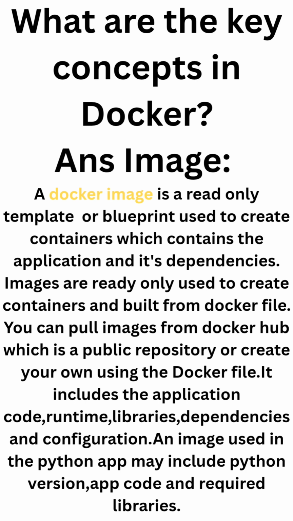You can pull images from Docker Hub, which is a public repository, or create your own using the Dockerfile. It includes the application code, runtime, libraries, dependencies and configuration. An image used in a Python app may include the Python version, app code and required libraries.